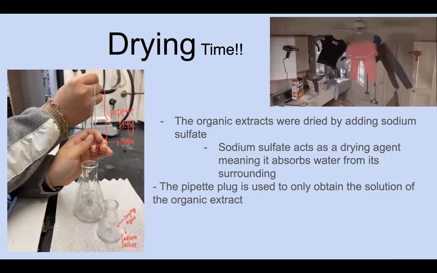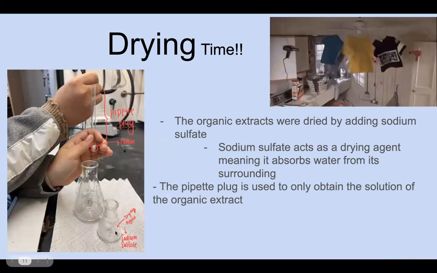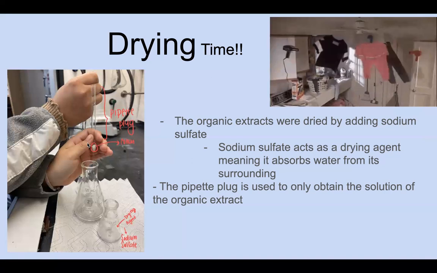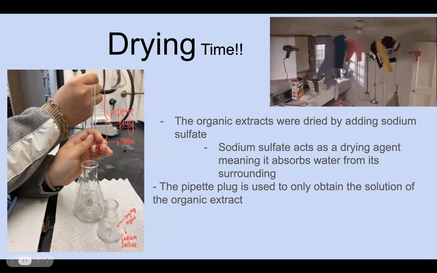Now it's time for drying. So the organic extracts were dried by adding sodium sulfate. Down here in the 25 ml Erlenmeyer flask, we can see there's this big white mass substance. That's the sodium sulfate acting as our drying agent. The purpose of the sodium sulfate is to absorb any water that might still be present in our solution. Then I used a pipette plug. The pipette plug just consists of 2 pipettes, one acting as the pipette plug with a piece of cotton inside. And the importance of the cotton is to separate any solids that might be trying to get into our liquid solution.